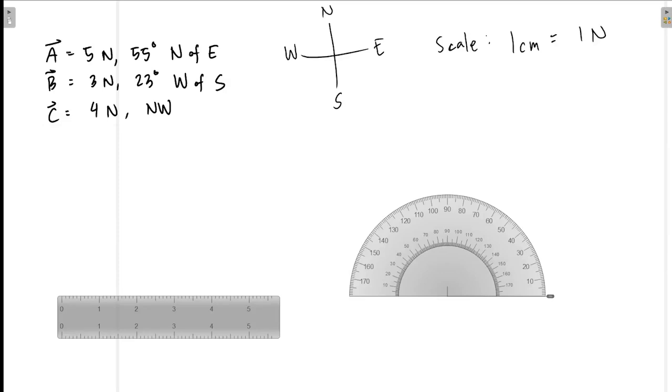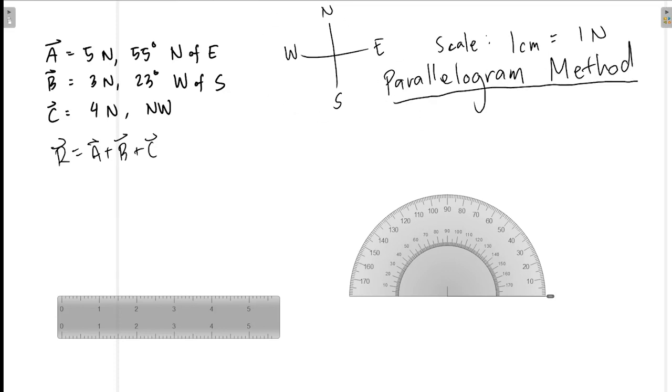Okay, so this time, let's try using a different method in adding these three vectors in solving for their resultant R. Still, we will use another graphical method. So, kakailangan pa rin natin ng protractor and ng ruler. And this method is what we call parallelogram method.